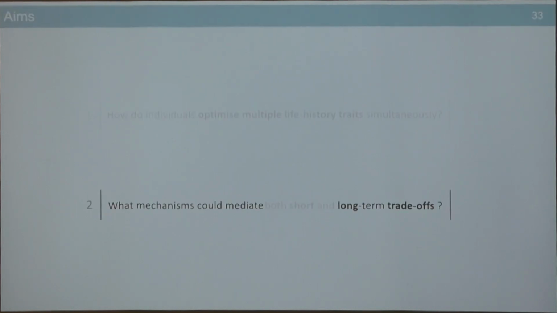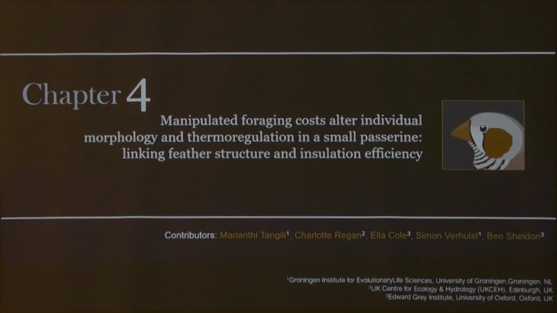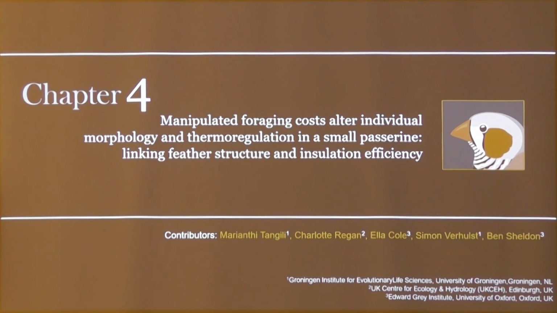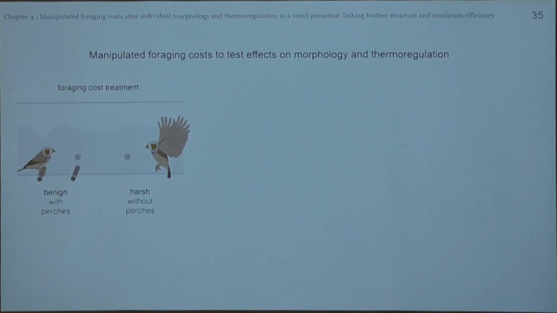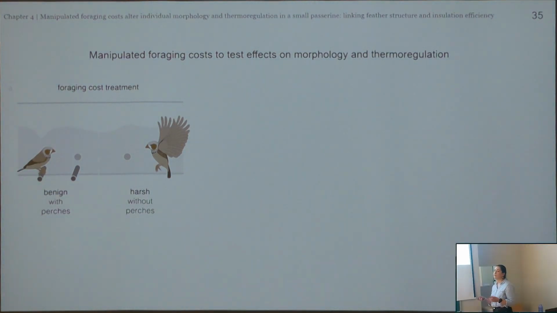So now moving on to the long-term trade-offs. I looked at how manipulated foraging costs can alter individual morphology and thermoregulation in zebra finches, and linked feather structure to insulation efficiency. For this, I worked with a group based in the Netherlands, where they have a captive zebra finch population that they've manipulated for a long time for foraging costs.